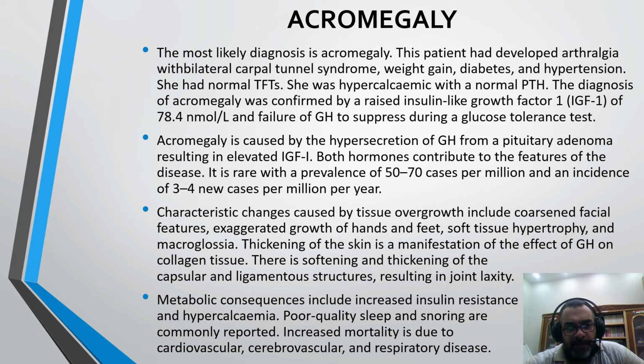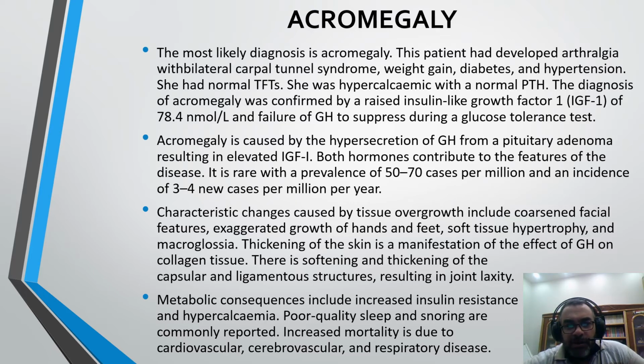Finally, acromegaly. The most likely diagnosis of this case is acromegaly. This patient had developed arthralgia with bilateral carpal tunnel syndrome, weight gain, diabetes, and hypertension. She had normal thyroid function tests. She was hypercalcemic with a normal or mildly elevated parathormone. The diagnosis of acromegaly was confirmed by a raised insulin-like growth factor of 78.4 nanomole per liter and failure of growth hormone to suppress during glucose tolerance test.